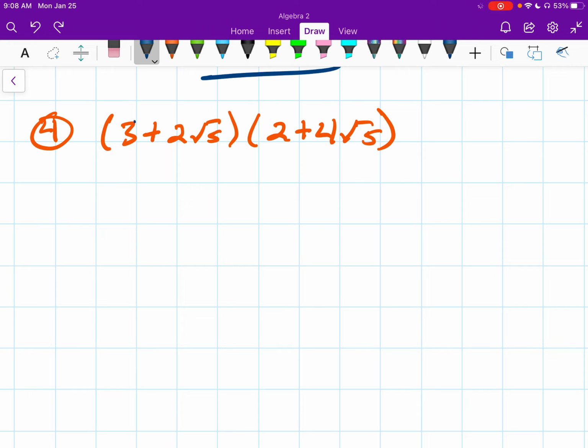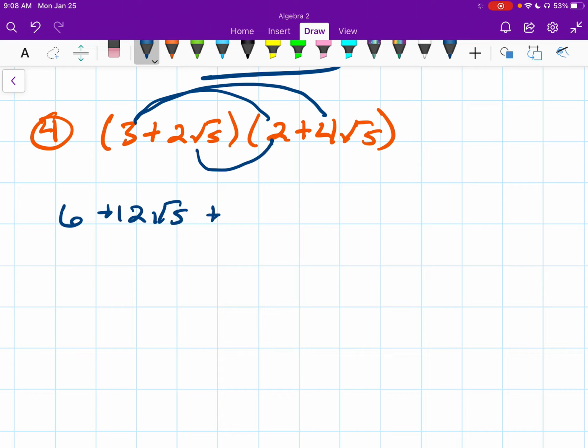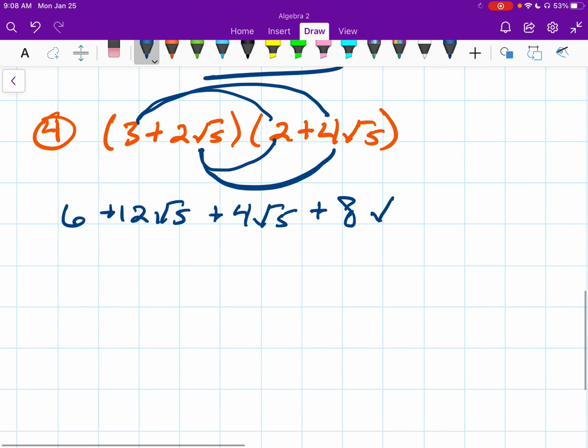So starting off, I'll have 3 times 2 gives me 6. 3 times 4 root 5 will give me 12 root 5. 2 root 5 times 2 gives me 4 root 5. And then 2 root 5 times 4 root 5 will give me, well, I'm not going to fully simplify this. I'll say that this is 8 root 5 squared, right? I have 2 5s.